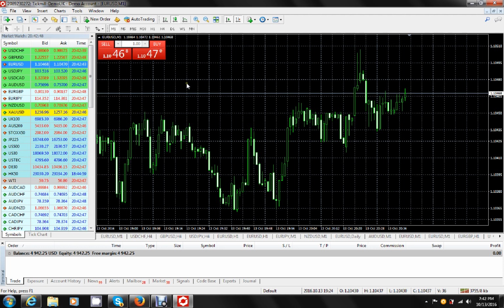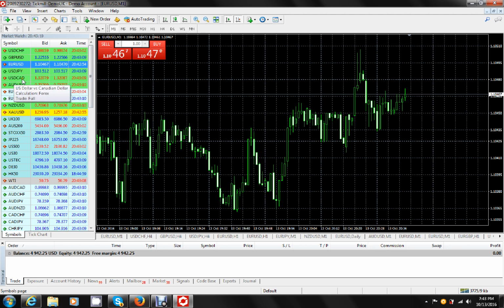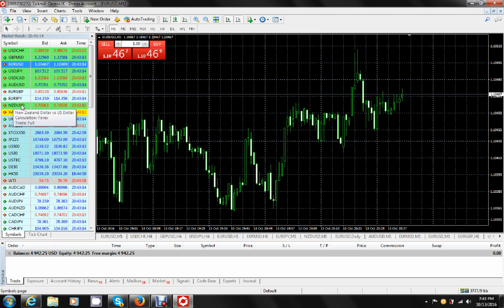The currencies that have good spreads are the major currencies. Normally, can you see these currencies? They show you these currencies: USD CHF, GBP USD, Euro USD, USD JPY, USD Canadian, and all this up to NZD USD. They are major currencies. They have very small spreads, right? And also we have GBP JPY. They are also major currencies. But then there are also minor currencies which people do not trade a lot. Their spreads are very big.